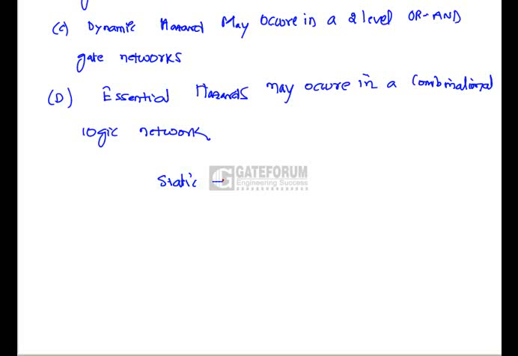Static 1 hazard occurs in AND-OR networks, which can be implemented with product of sums expressions, whereas static 0 hazard occurs in sum of products expressions, that is, OR-AND networks, whereas dynamic hazards occur in all combinational circuits, not only in OR and AND.